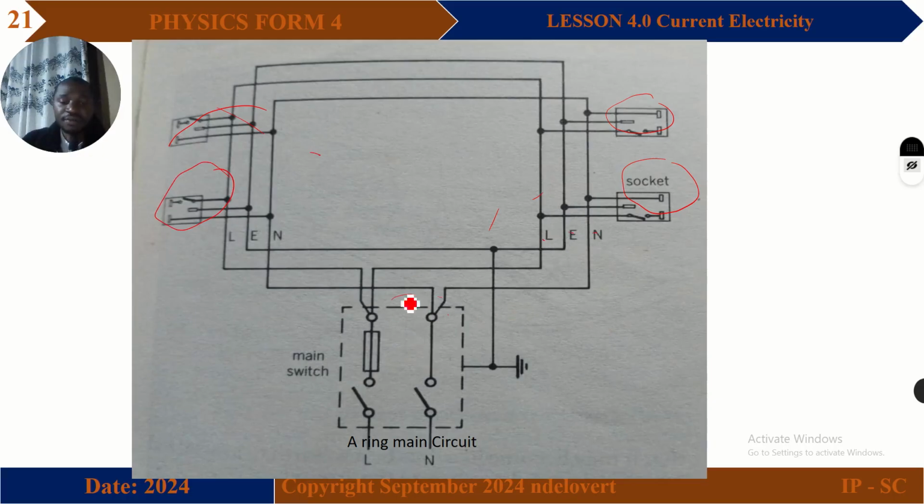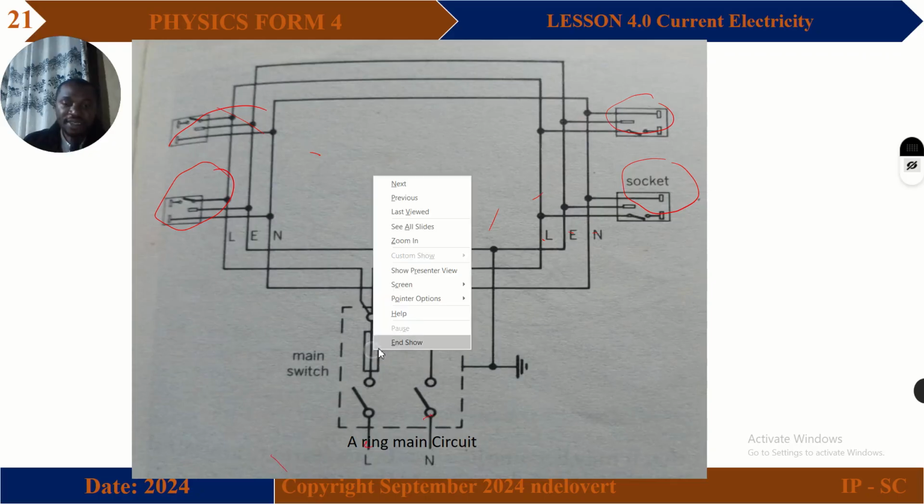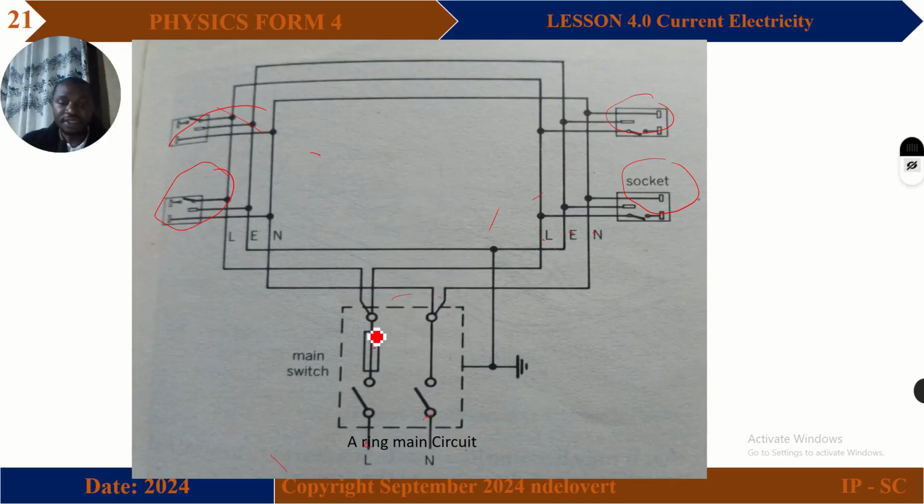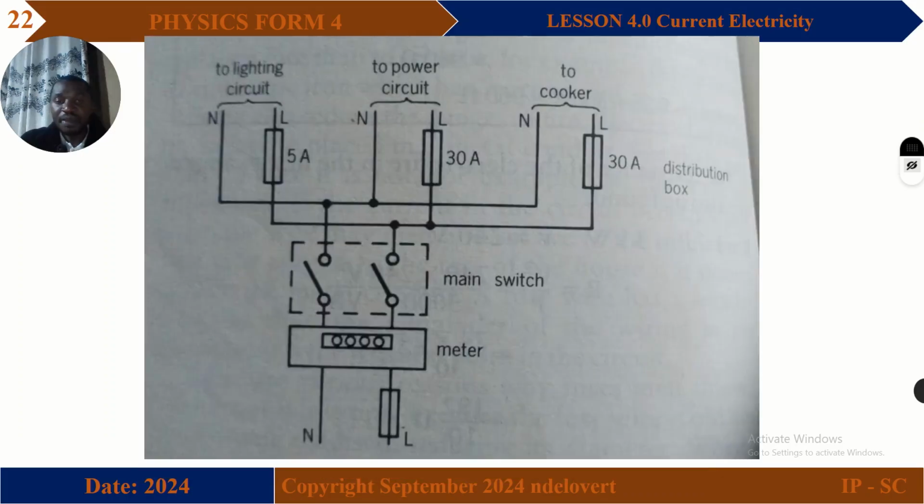So you start from here. From here, this is live and this is neutral. It comes, and this is a fuse that protects the ring circuit. It comes, and each of these outlets has its own fuse. If you look here, where you have the live wire, you see you have the switch. There is always a fuse here, and all of them have their own fuses so that it protects the circuit separately.